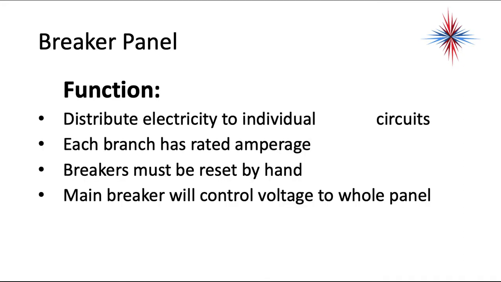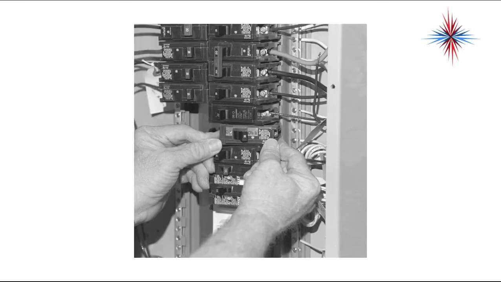So the breaker panel, the function of it is to distribute electricity to individual circuits. Each branch has a rated amperage. Breakers must be reset by hand. The main breaker will control the voltage to the whole panel. So again, if a breaker trips, you're going to have to turn it off and back on by hand. Each breaker can only have one line coming into it. The double pole breakers are the 240 volt breakers, and they actually connect to both buses, L1 and L2.